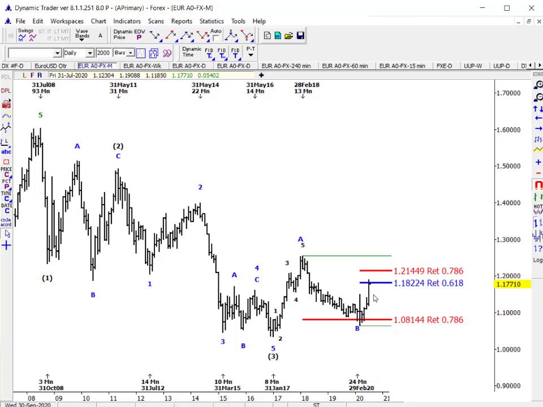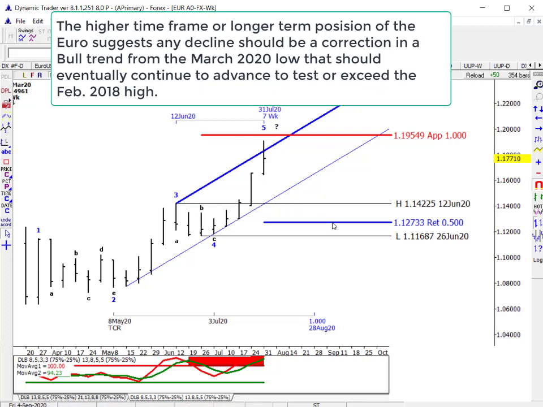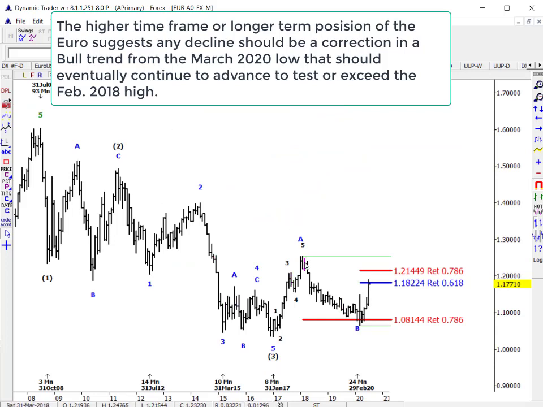So that's a significant piece of information to have. That means what looks like a 5-wave advance on this weekly data into last week's high is not the completion of a bull trend. It's the first section up. We should have a correction to that, followed by a resumption of the bull trend, which should eventually at least come close to this February 2018 high, if not exceed it.